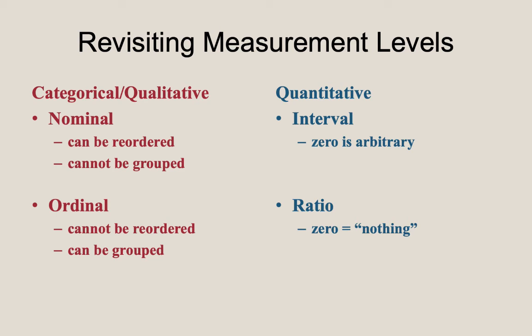The go-to example for interval level data is temperature. A temperature of 0 degrees Celsius does not represent no temperature. It is just an arbitrary point on the scale, and if it is actually 0 degrees outside, we simply mean that the temperature happens to be at that arbitrarily chosen point. Again, it does not mean that there is nothing present, that there is no temperature present.